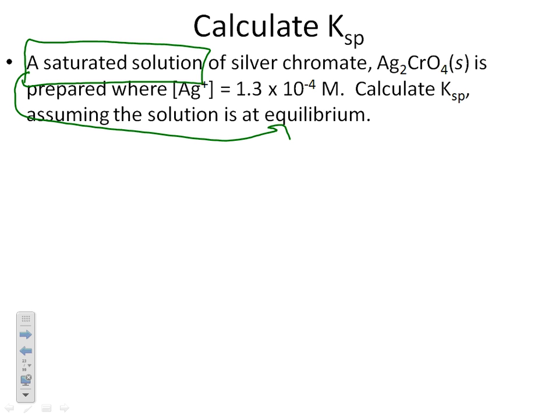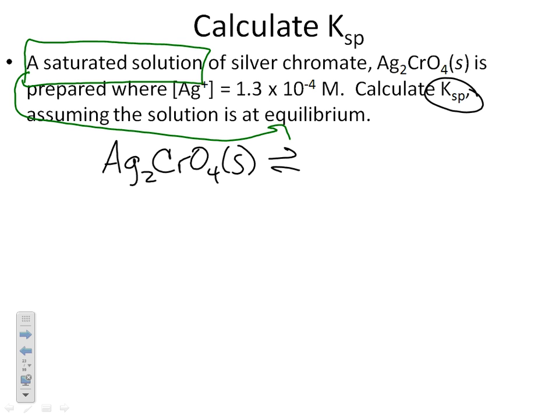We want to write a reaction, we want to fill in an ice chart, and we want to plug into the K expression. But the reaction that we're writing now has changed. We're dealing with silver chromate. They're asking about Ksp, so we want to write a Ksp reaction. Ksp reactions are about solubility. It's about taking that solid silver chromate and it's dissociating into its ions.